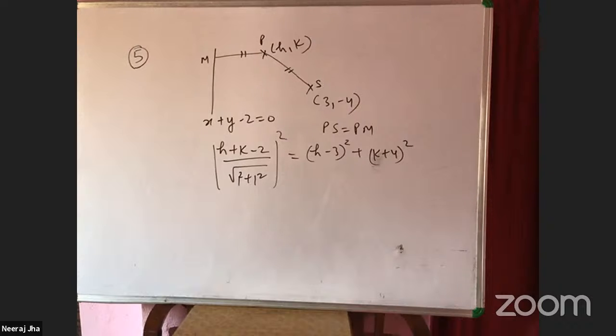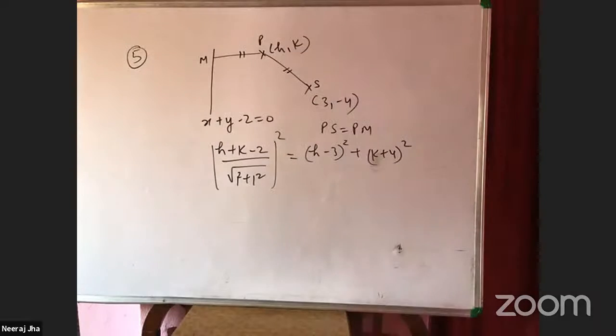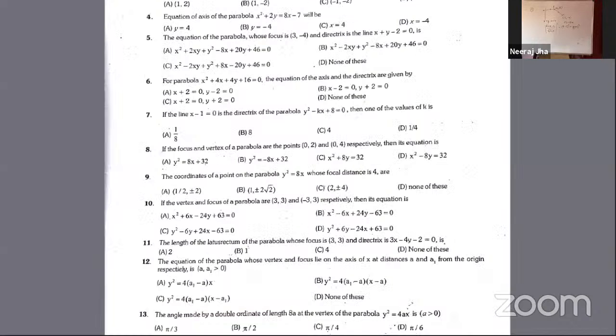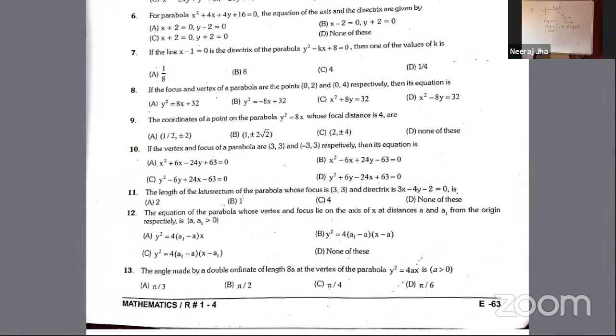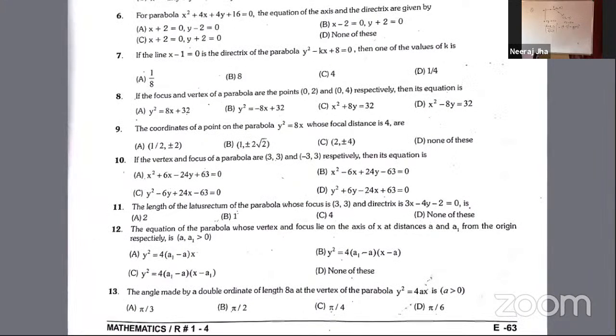Okay, then I'll just be projecting some more questions. Five more problems. Please do it by yourself now. I'll give you the options. Write the options when you solve the questions: A, B, C, D. Whichever you feel is correct.